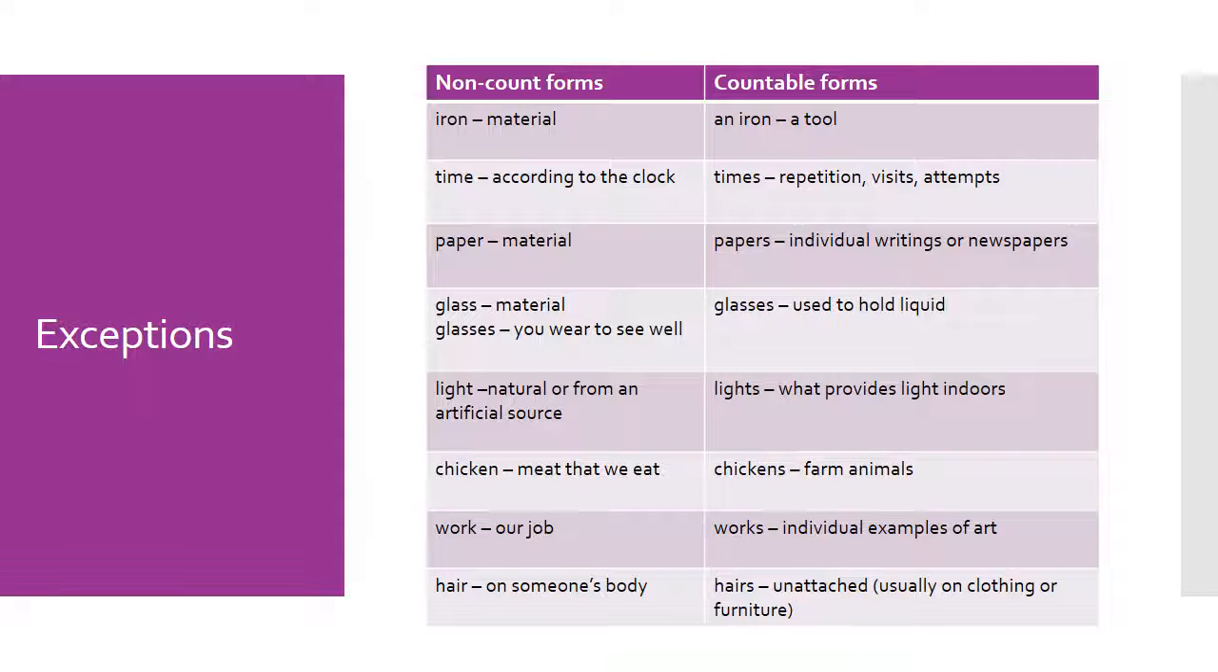Glass has 3 different forms. Glass is the material in terms of what you make a window out of. Glasses that you wear to see well. And glasses, a glass that you use to put liquid in and drink out of.